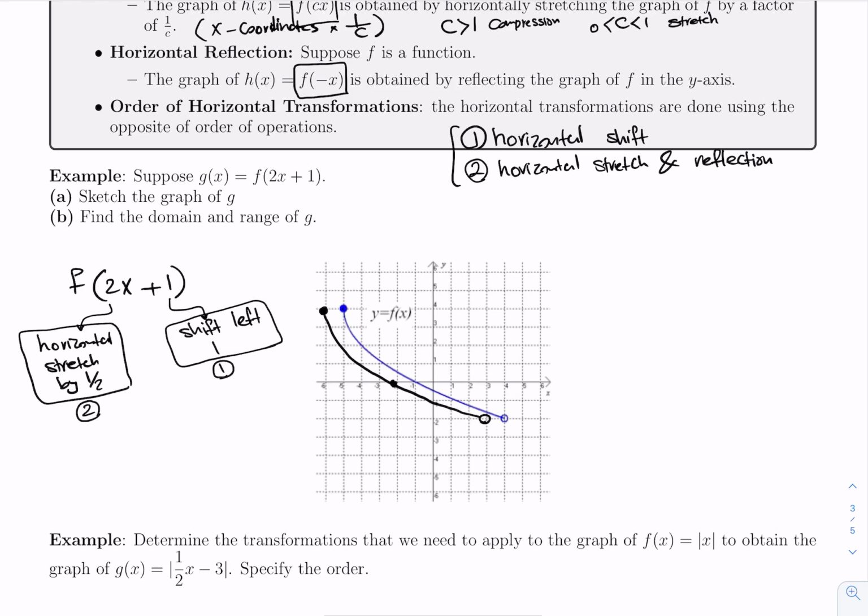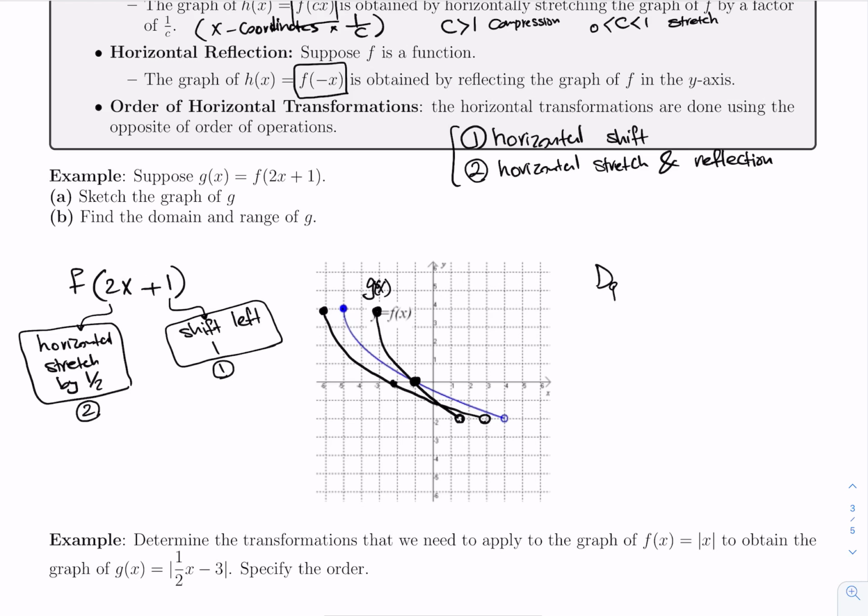So this x coordinate, currently negative 6, times half will become negative 3. The x coordinate here, negative 2, times half will become negative 1. The x coordinate 3 here times half will become 1.5. Maintaining the general shape of the graph, we get the graph of g of x, which is f of 2x plus 1.